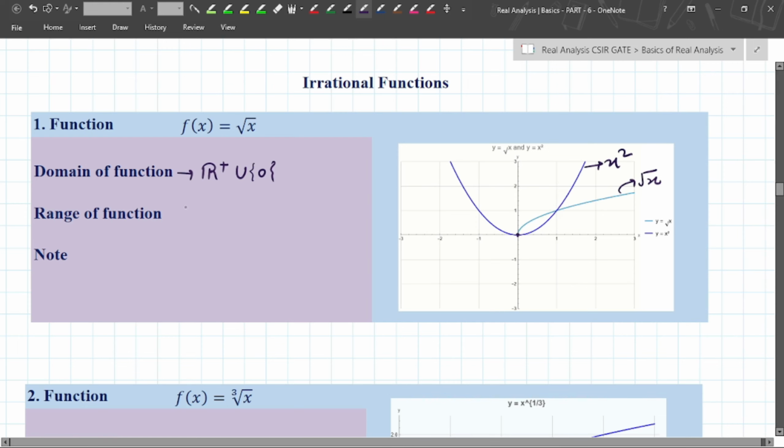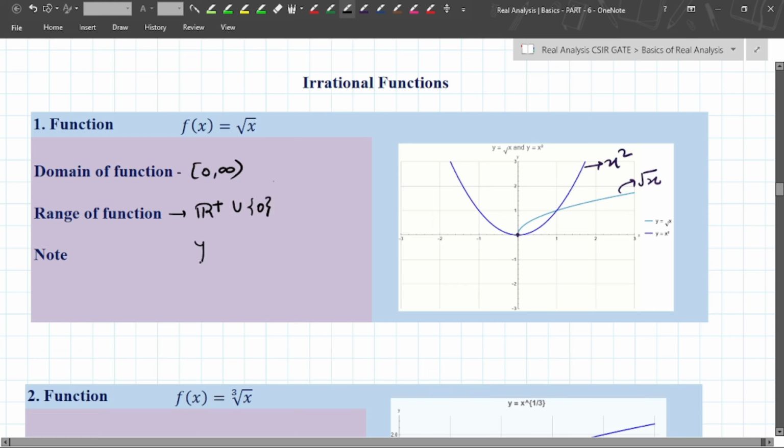And again, what is the range of this function? Wait a second. Domain we can take anything. Domain we can take 0 to infinity, not negative. Range will be like this, positive R union 0. I think this is the same thing.